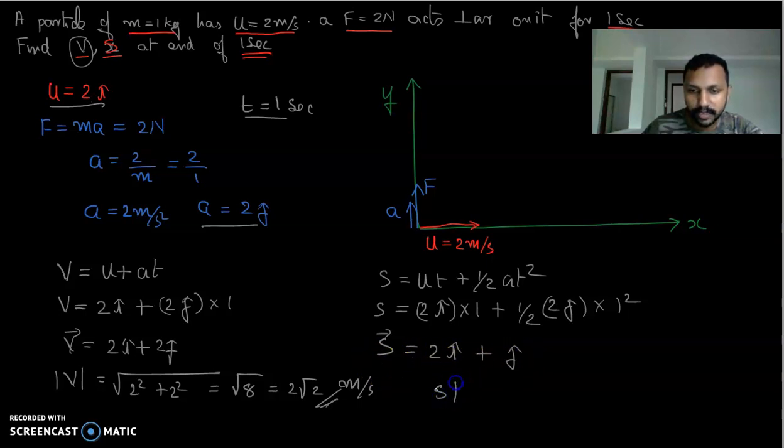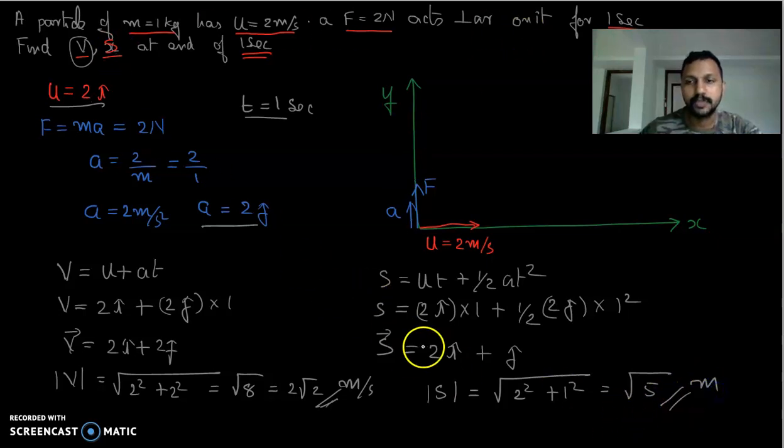And if you want to find out the magnitude of displacement, it will be root of 2 square plus 1 square, that is root of 4 plus 1, that is root 5. Okay, that much. This is the answer for this particular question.